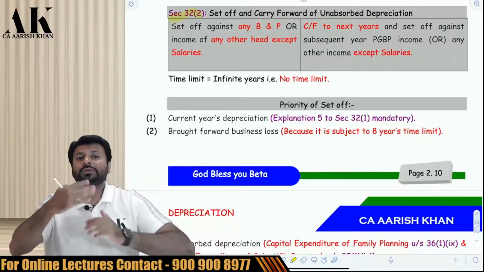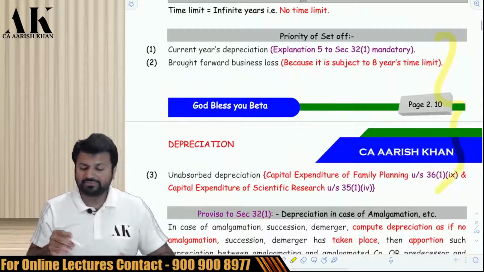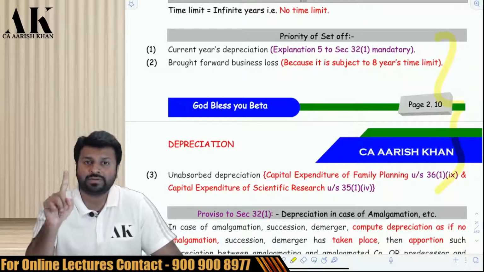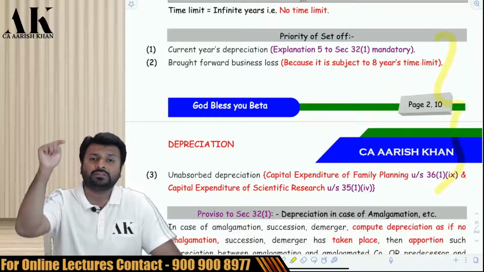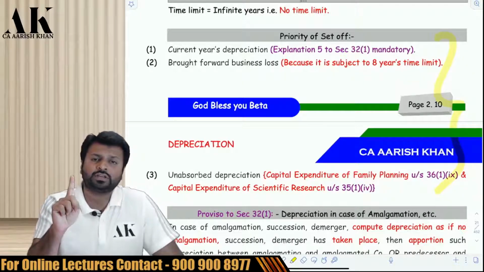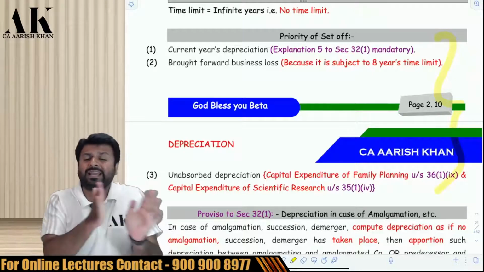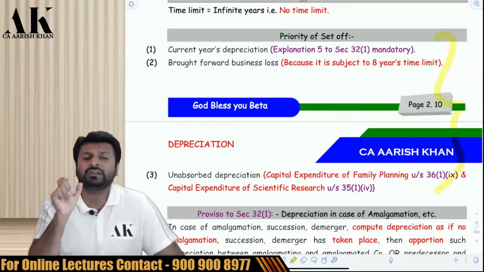Now, what should be the priority of set off? In your exam, if you have been given a lot of things, then what should be your priority? The first thing which you will always set off against your PGBP income is your current year's depreciation, because that is mandatory to claim as per explanation 5 to section 32(1). The second thing which you will reduce is always brought forward loss, because there is a time limit on that. And the third thing which you will set off is unabsorbed depreciation.